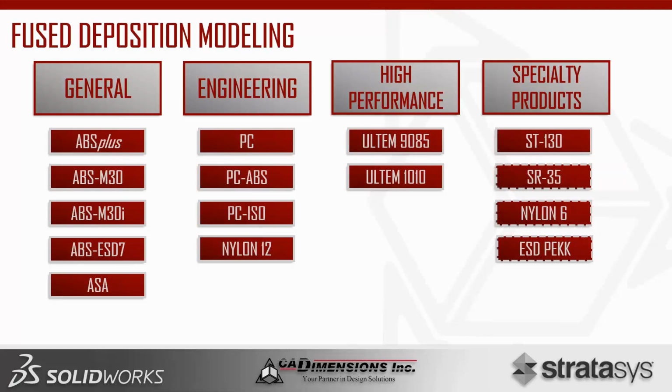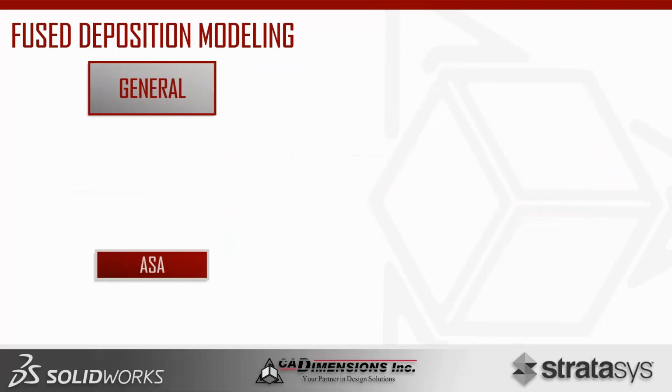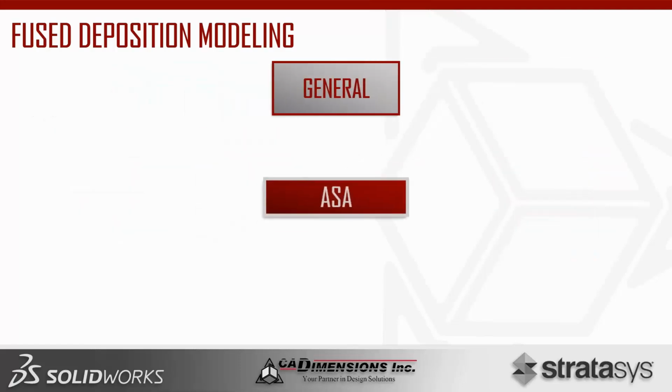And then ESD PEC is similar to ABS ESD7, whereas it is electrostatic dissipative, but PEC specifically is used for outer space, so things like the International Space Station, or the ISS for short, as well as satellites and things like that. But we're going to start by getting into ASA.